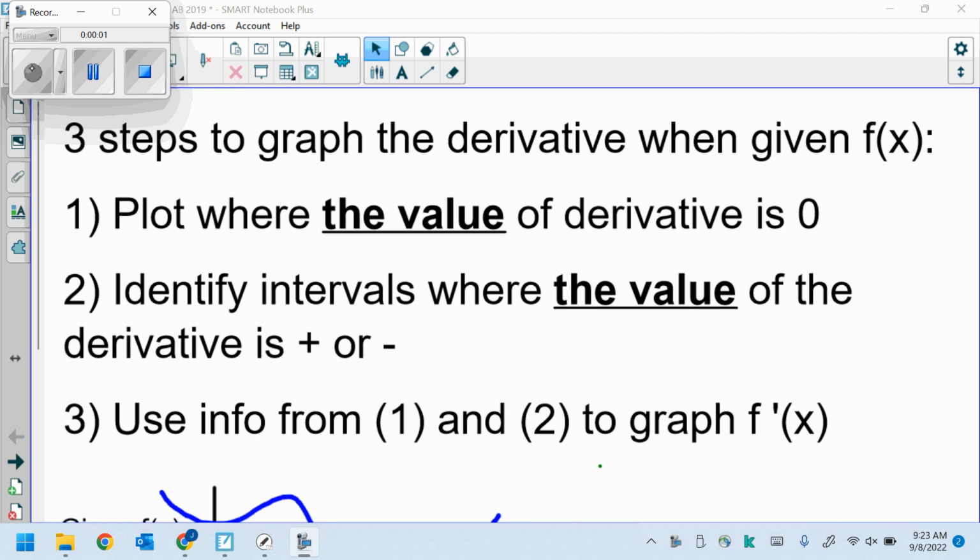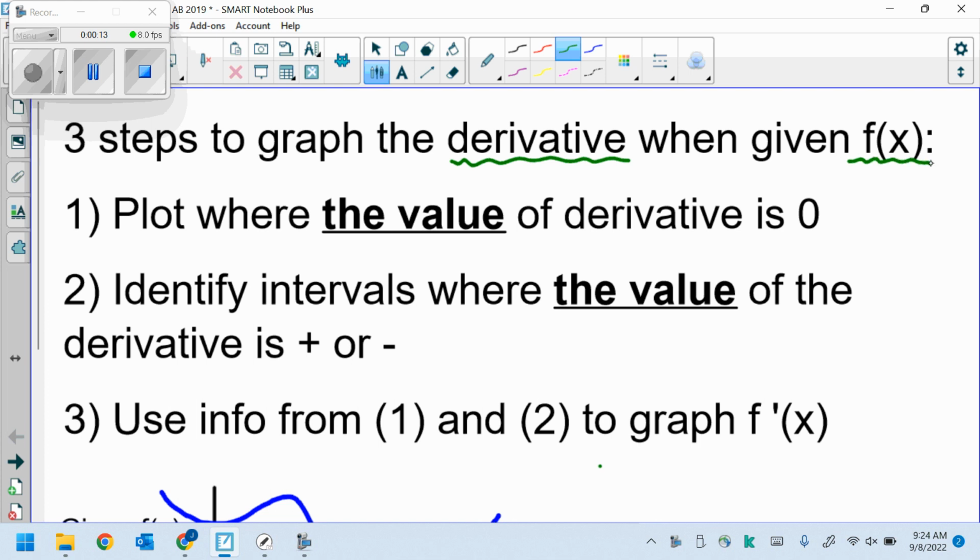In this section, we're dealing with derivative as a function, and there will be times where we are asked to graph the derivative if we are given the original function. And there's 3 steps that we got to follow in order to do that. First thing we got to do is find the places where the value of the derivative is 0.